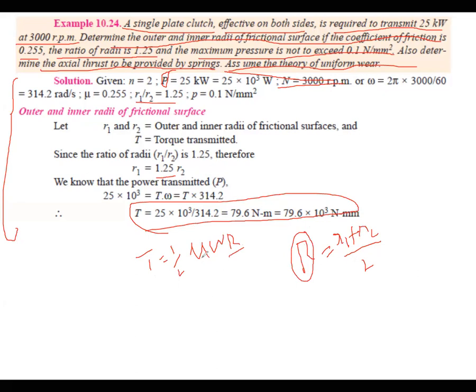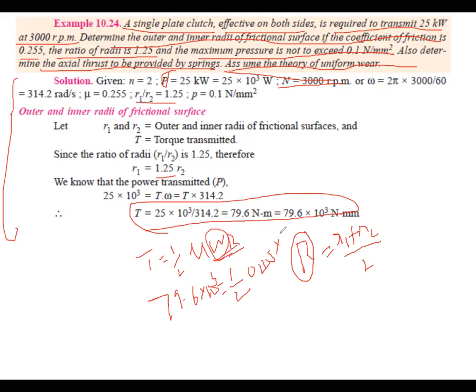Or else you can substitute the total value. So from that you will get the value of R2. So 79.6 into 10 cube is equal to 1 by 2 into mu, where the coefficient of friction term is 0.225, into W, the load. What is the W here? W is not given. Instead of W, power has been given. So the axial thrust is what we have to calculate. That is the W value. Axial thrust is nothing but the W value.